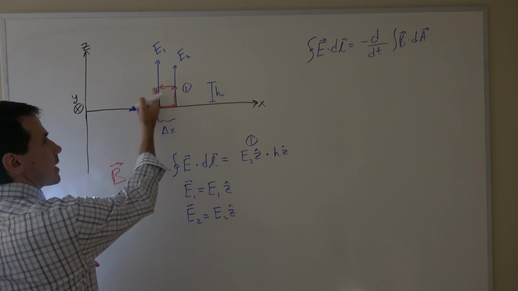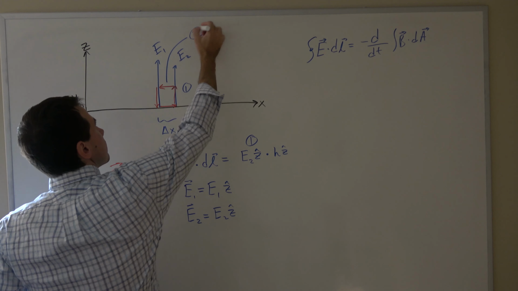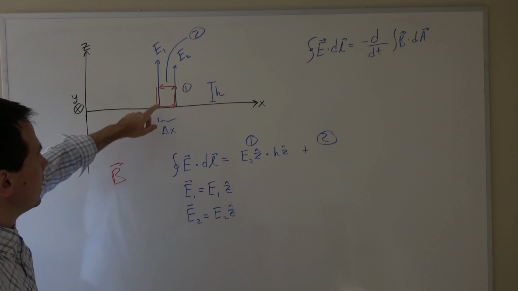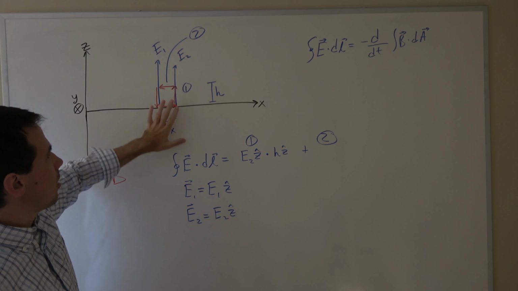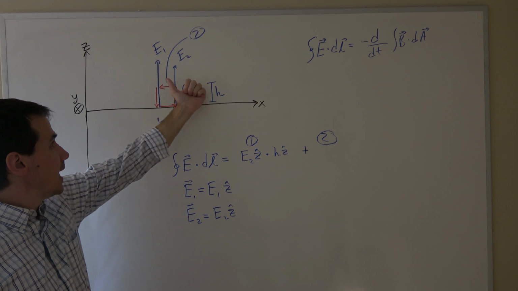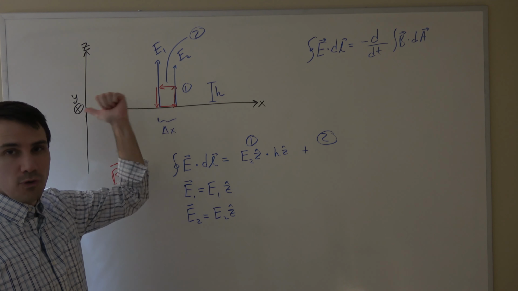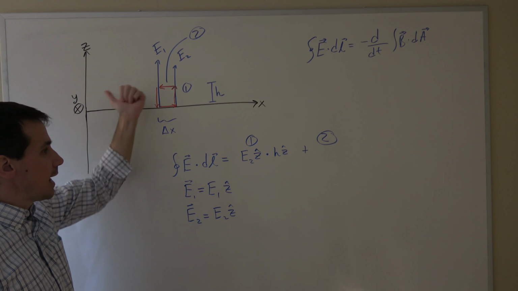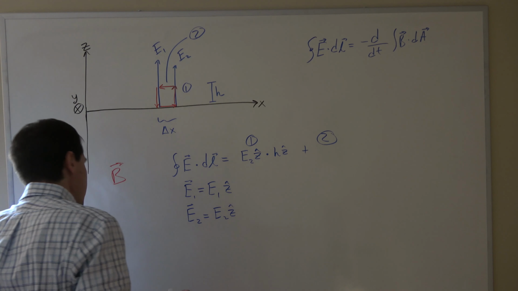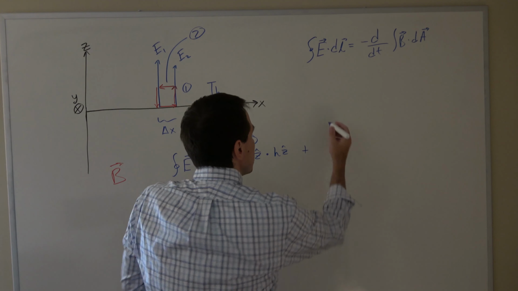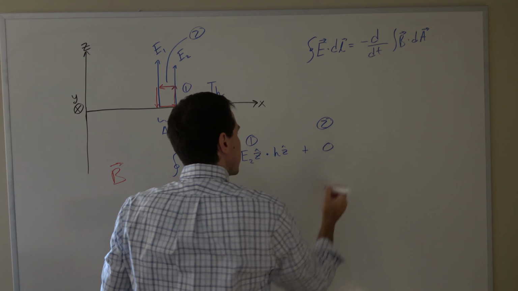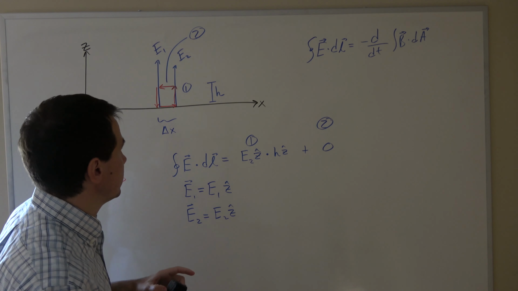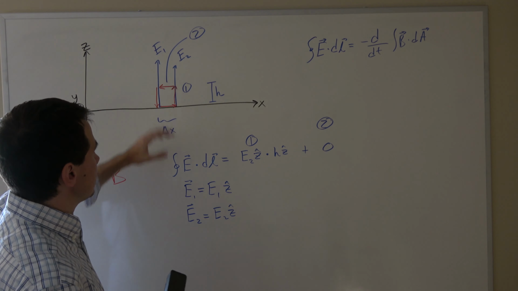If I call this section on the top here number 2, for that integral, my electric field in all of this region is pointing straight up, and my dl vector is pointing to the left. So the dot product of my electric field pointing up and my dl vector pointing to the left is just going to be 0 because they're perpendicular. So my second integral of E dot dl is just 0 because of the perpendicular nature of the electric field and dl.